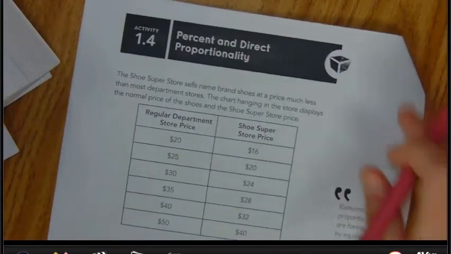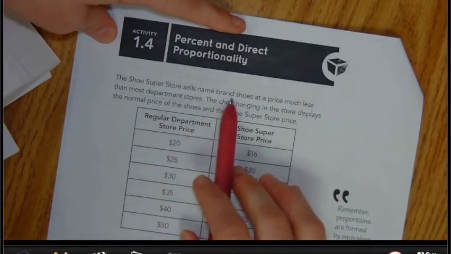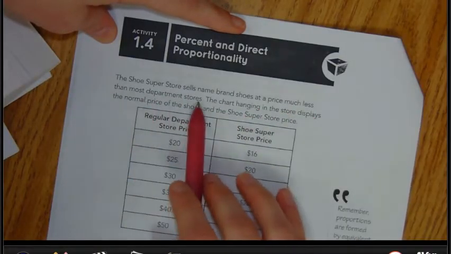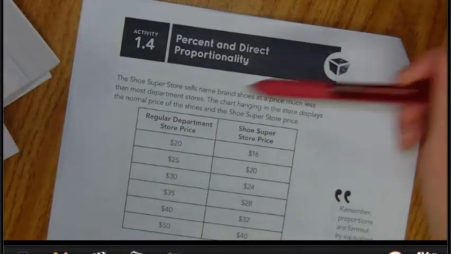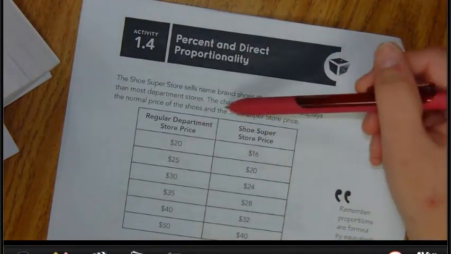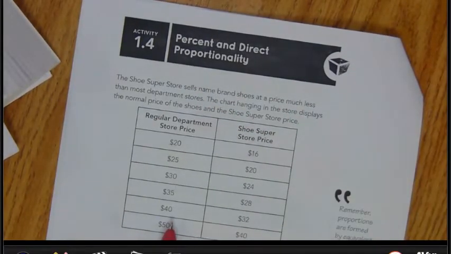The next section, 1.4, percent and direct proportionality. The shoe superstore sells name brand shoes at a price much less than most department stores. The chart hanging in the store displays the normal price of the shoes and the shoe superstore price. So my normal shoes in the department store is 20. Then I have a superstore price of 16.